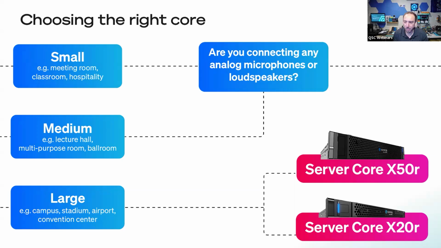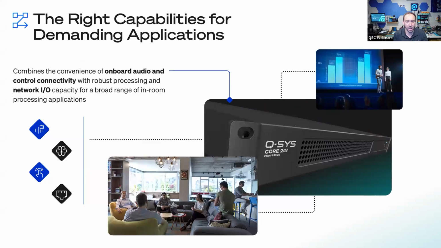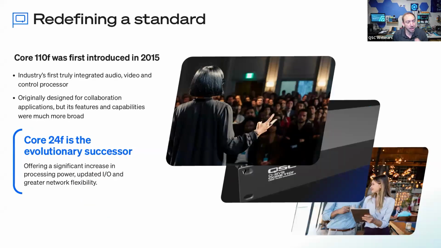So for the small and medium rooms, let's talk about the Core 24F. This is our most flexible core processor. It's really meant to give you a wide set of capabilities. It's the Swiss Army knife of Q-SYS cores. Lots of I/O on the back, lots of processing under the hood. Most small to medium rooms can be run on a Core 24. Lots of network I/O. This was meant to be the successor to the Core 110.